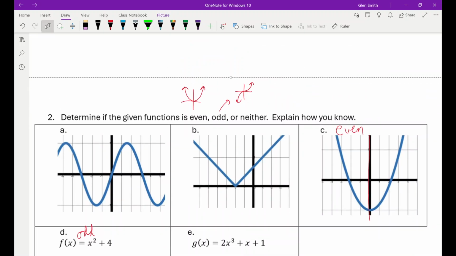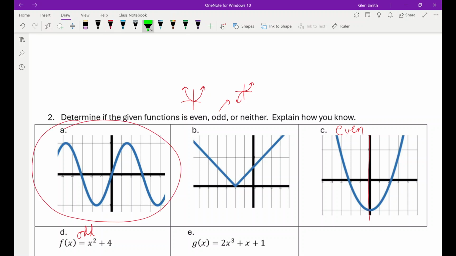Oh, I paused it, and I don't remember what I was saying. I think I was talking about odd functions, and we said that this guy over here is odd because this side does the exact same thing as this side, but upside down. So that's what an odd function is.